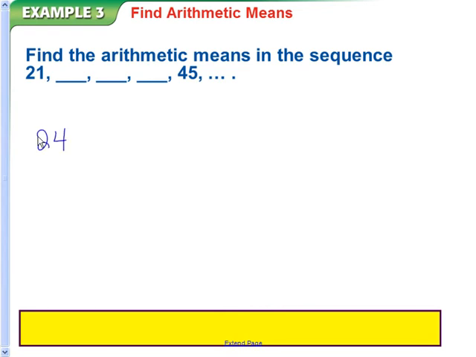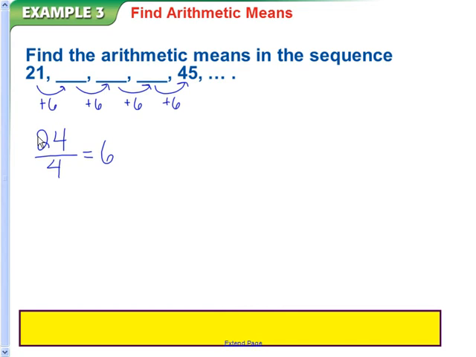And that needs to be divided up amongst how many changes there are. Now notice I didn't say how many spaces there are, but how many times did you have to add an amount on? That is 4 changes. So we have to divide that by 4, not by 3. And so we get 6. So that means each time we need to add 6.